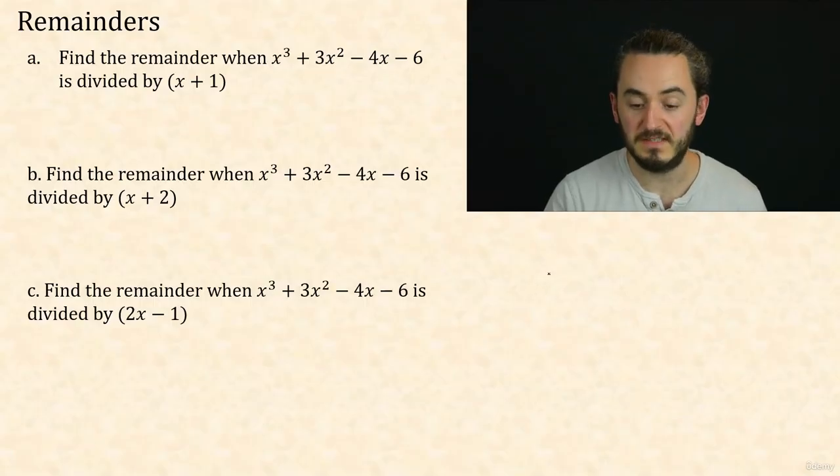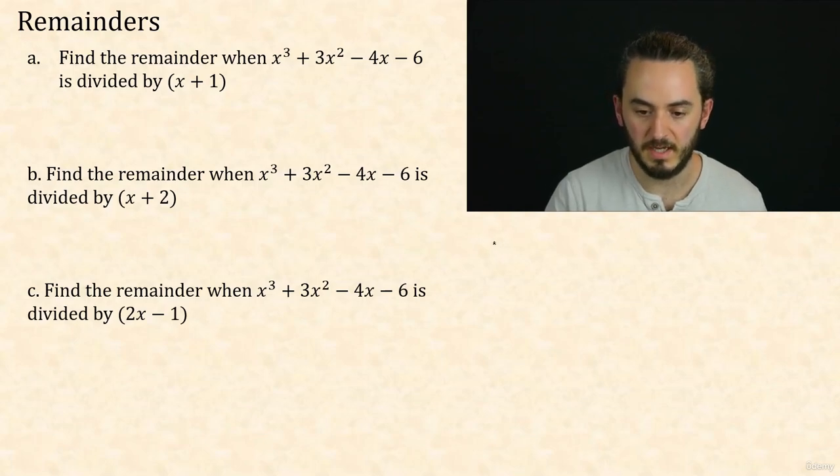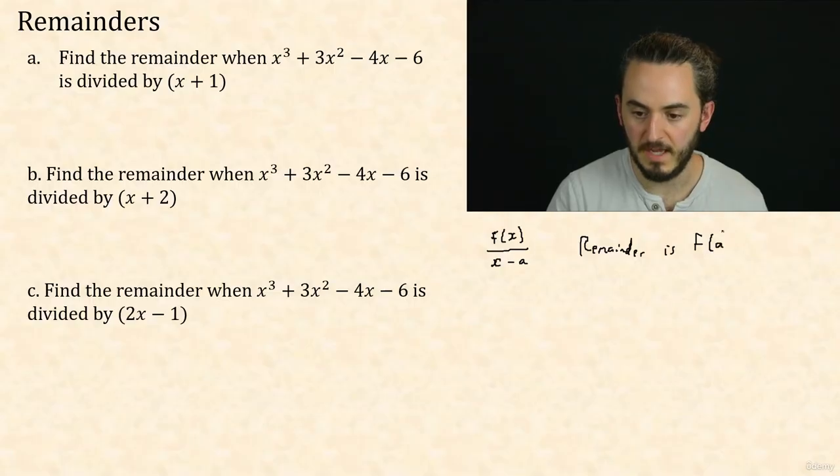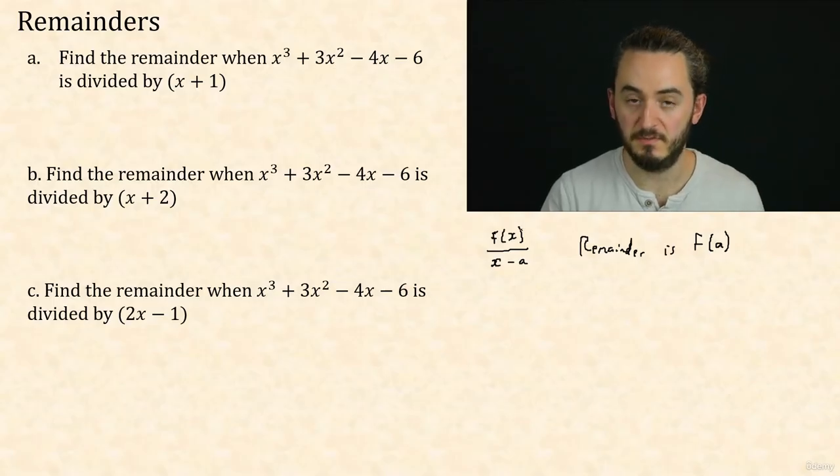Now, a sort of fancy way of saying what we're doing is called the remainder theorem. And what it says is that when you divide f(x) by x minus a, the remainder is f(a). So all of that just says, if you want to divide by x minus something, just stick that something into the function, and it'll tell you what the remainder is without having to do the full division.